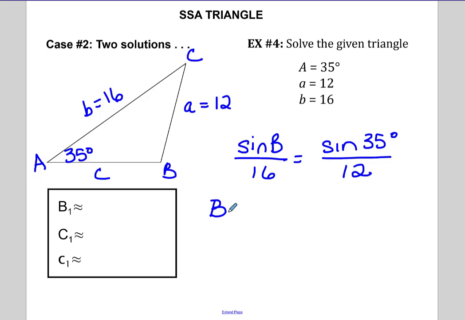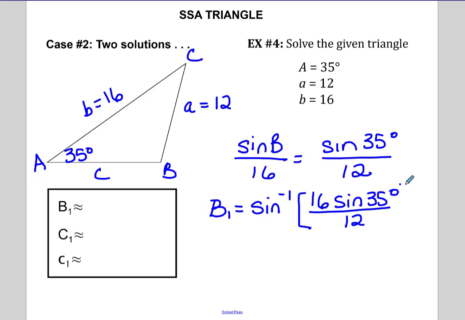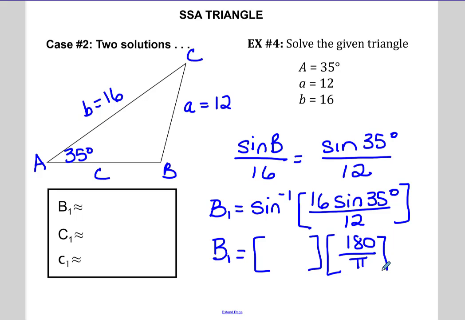And instead of spending too much time, I'm just going to go right for the inverse because that's going to give me the decimal. So my work is going to be 16 sine 35 divided by 12. And I'm going to take the inverse first because that's going to give me the number, whatever that answer is. I'll multiply that answer times the conversion factor and it'll tell me the degrees. So let's go to our calculator and do this little bit of work.